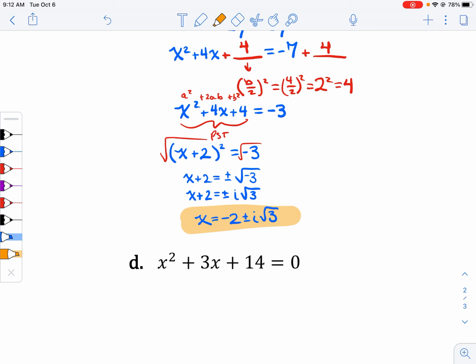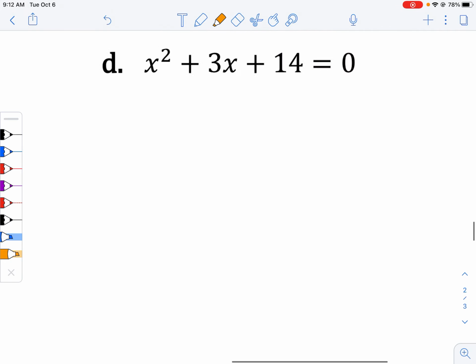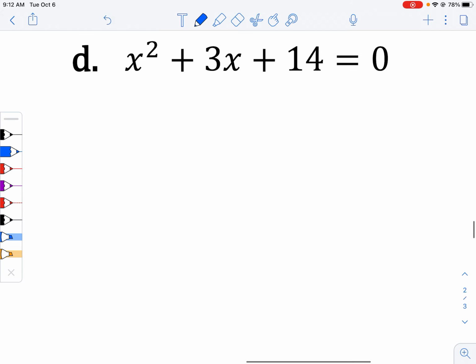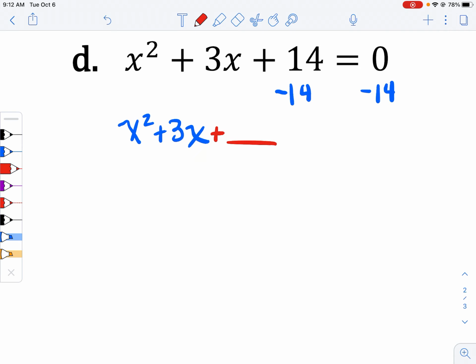All right, D, so this is as ugly as it can get here, or one of the uglier ones. We have x squared plus 3x plus 14 equals 0. So I'm going to subtract 14 from both sides. So I'll have x squared plus 3x, and then plus my blank, equals -14 plus my blank.